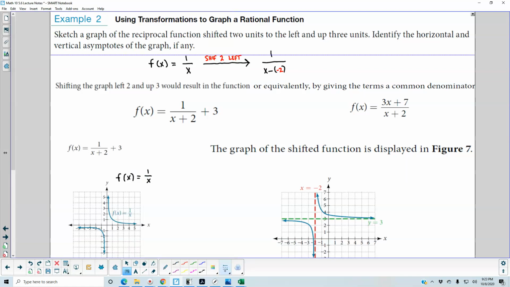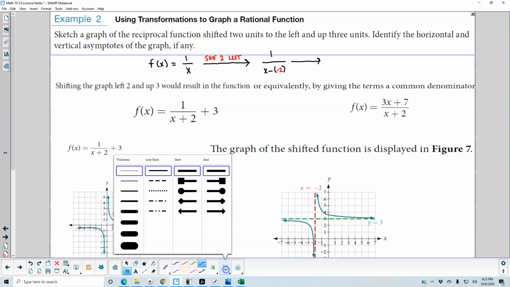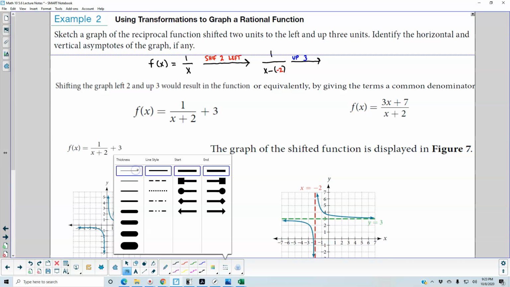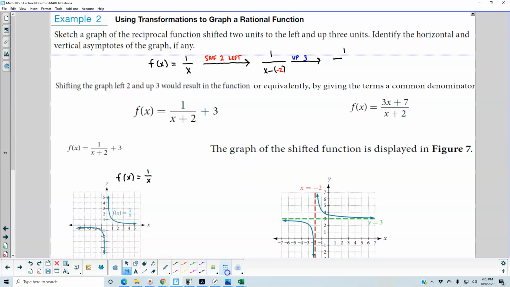Okay, and now we're going to go up 3 units. So we're going to go up 3. So that means we're going to end up with 1 over, well, that becomes x plus 2, and then we're adding a 3. Again, we want to make sure that we know how to understand what's happening when you're shifting it to the left and when you're shifting up or down. Now again, shifting the graph left 2 and up 3 would result in this function.